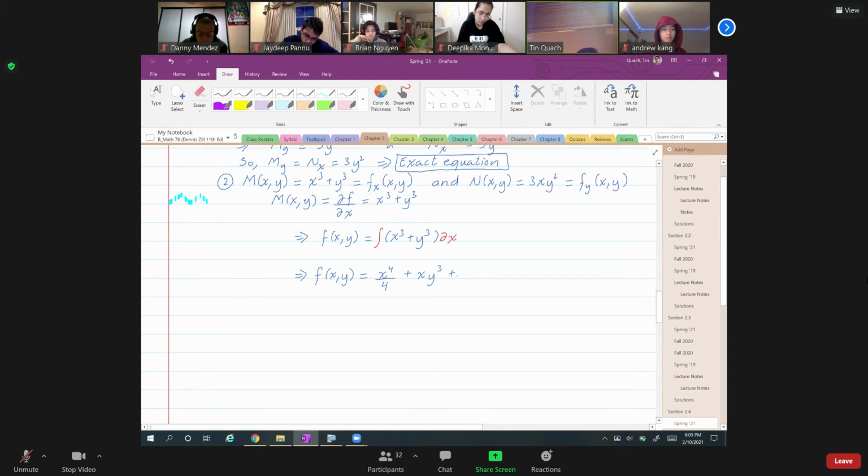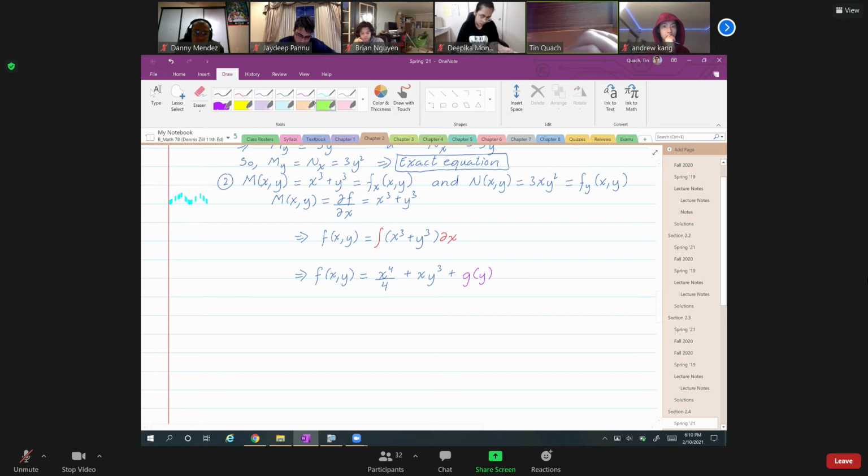This constant could contain what? It's not just a constant c, because you are integrating with respect to x, so y is considered a constant. So whatever the constant is, that constant might contain y in there. Are you following that? Make sure you understand that. So instead of putting a plus c, we say it's going to be plus a constant containing y.